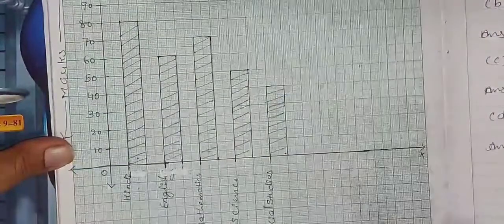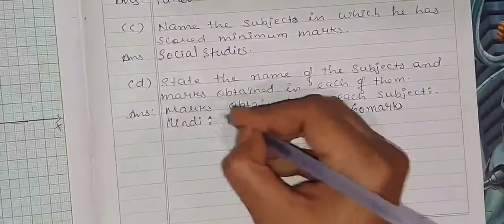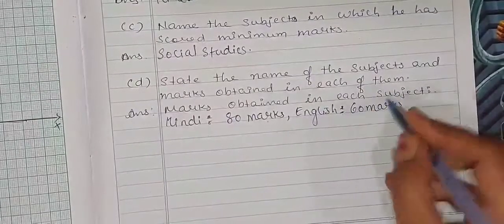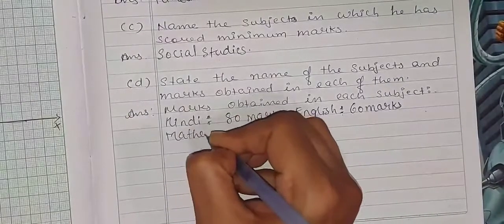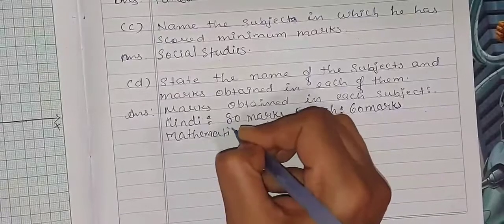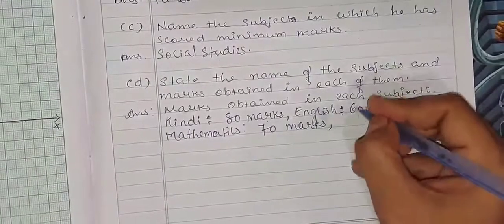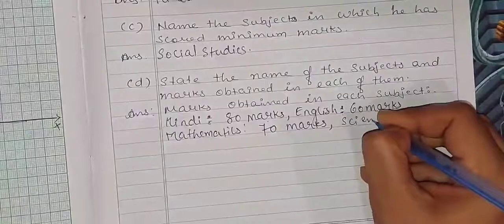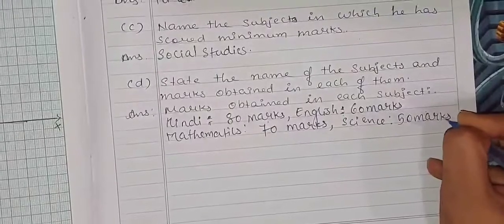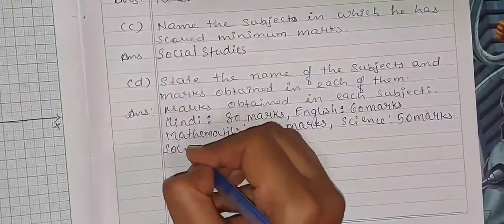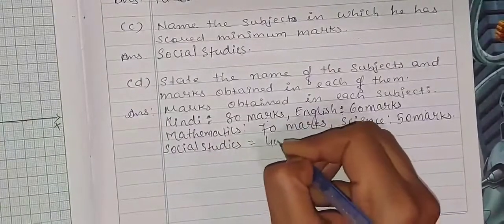Let us write this answer in our questions. Marks obtained in each subject. Hindi 80 marks. Then English 60 marks. Then which subject? Mathematics. So mathematics, how many marks did he score? 70. So we will write 70 marks. Then which subject? Science. Science, how many marks did he score? 50. So we will write 50 marks. Then social studies. Social studies, how many marks did he score? 40. So we will write 40 marks.